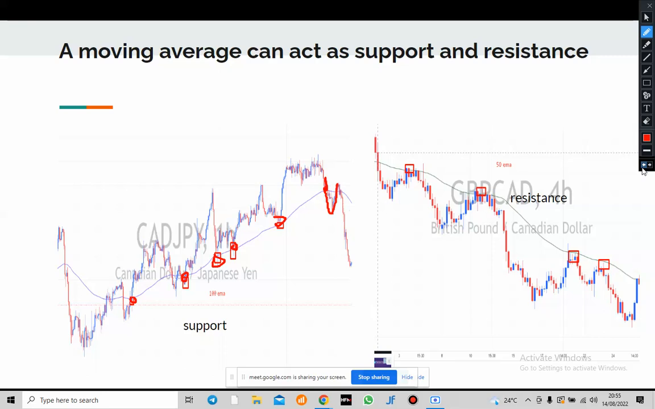You can see that moving average can also act as support and resistance, but do not rely so much on moving average because of all these false breakouts. So you must try to make sure that you can read the chart, analyze the chart.